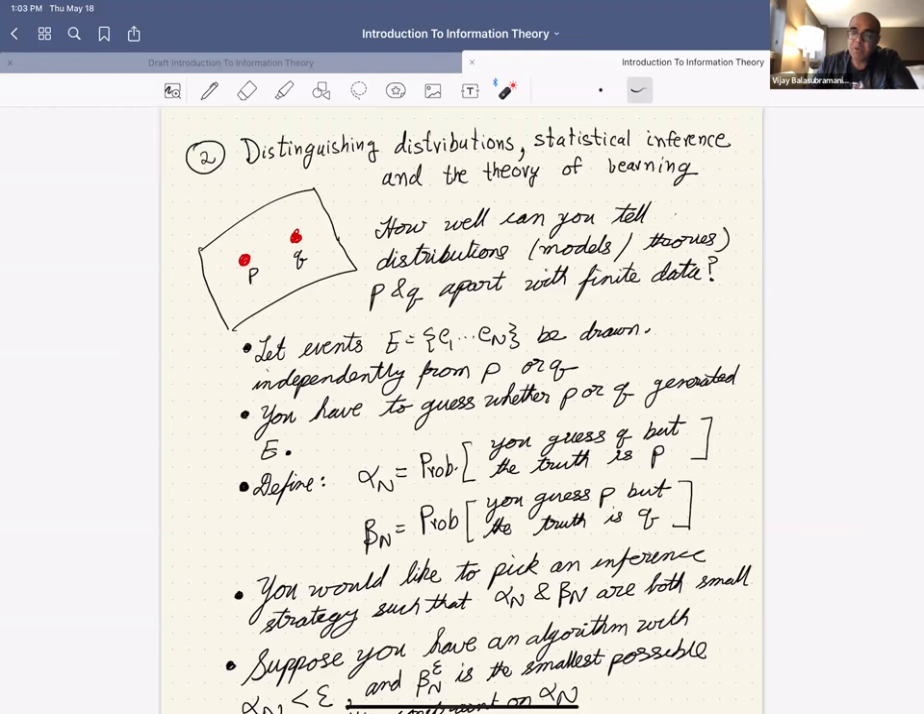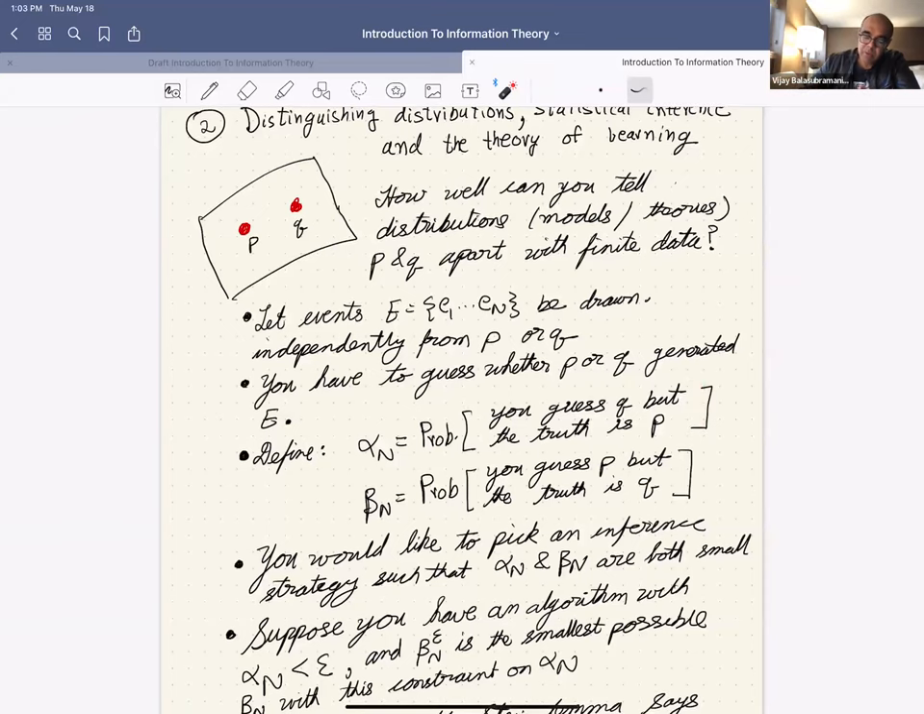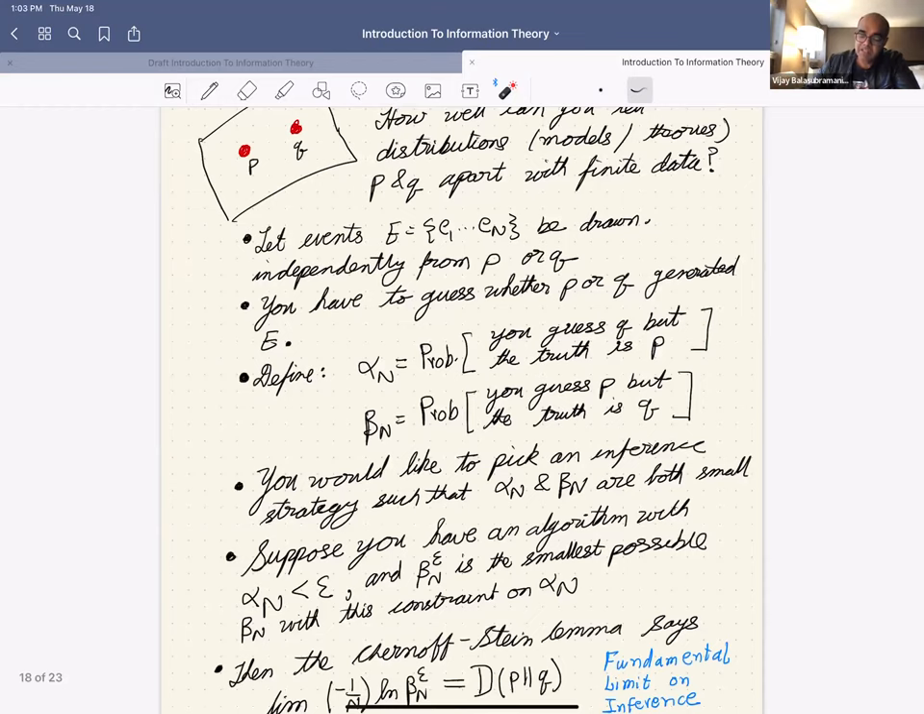So I'm going to define two kinds of errors, two-sided errors. One is the probability that you guess Q, but the truth is P. And the other one is the probability that you guess P, but the truth is Q. So these are two errors. We would, of course, like to pick an inference strategy such that alpha n and beta n, both of these error probabilities, are small, okay?